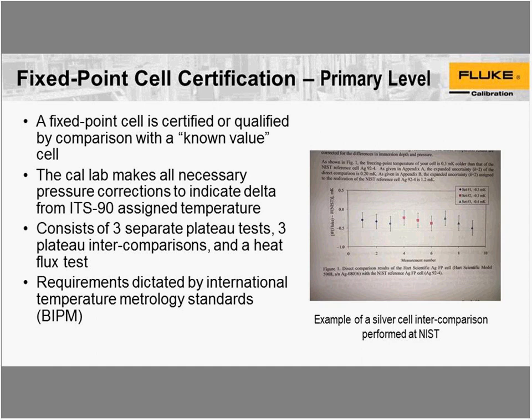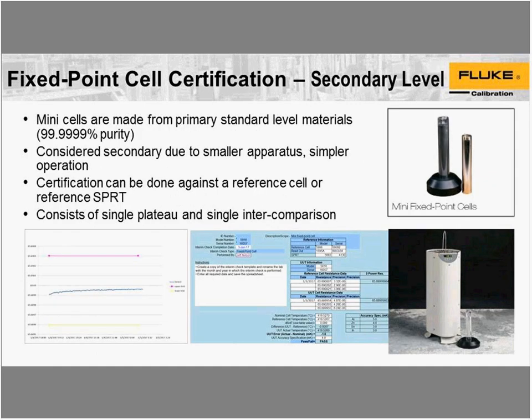Requirements for a reference level fixed point cell are dictated by the BIPM, the International Bureau of Weights and Measures. I already touched on this a little bit at the beginning: the requirements aren't quite as strict because it's a secondary level process, so the uncertainties are larger. We see cells made of the same high purity material, but they're smaller and used in smaller apparatus like the furnace you see here. They're also often used in a simpler option. For example, rather than use a zinc cell with a freeze plateau, a mini zinc cell is used on a melt plateau because it's easier to do. So for all these reasons, the uncertainties go up.